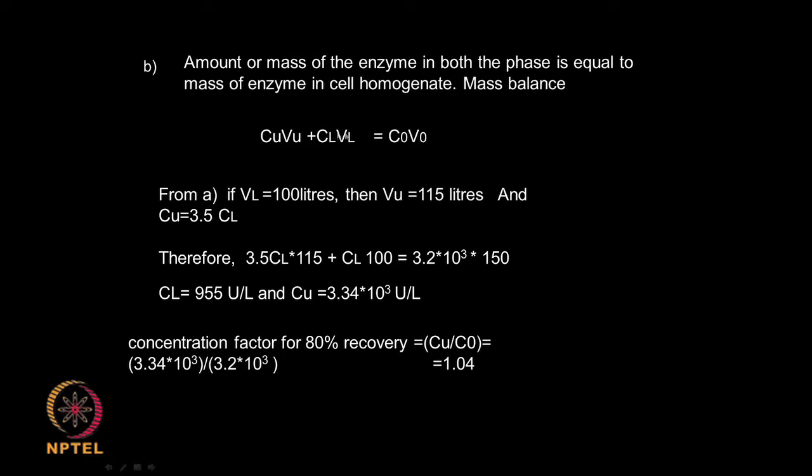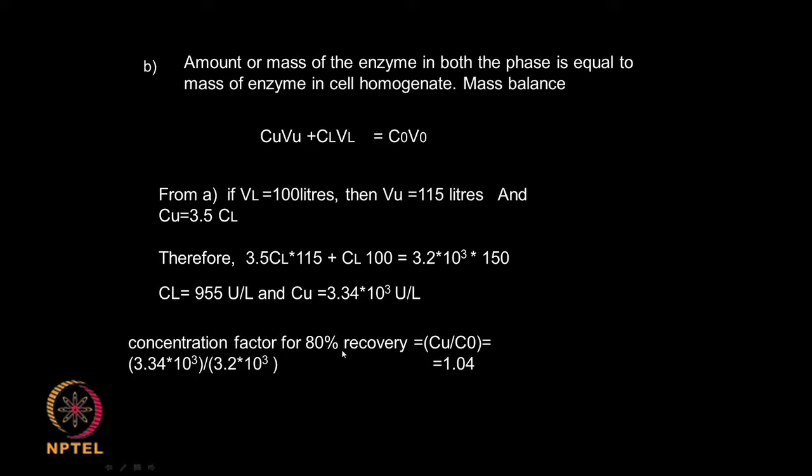What is concentration? You know Cu VU plus Cl VL is equal to C0 V0, where C0 is original concentration and V0 the total volume initially. So, C0 V0 gives you the total amount of solute. Now, the total amount of solute in the upper, total amount of solute in the lower. Okay? So, we know VL is 100, VU is 115 because we calculated VU by VL as 1.15. Now, Cu is equal to 3.5 Cl. Therefore, I substitute here 3.5 Cl into 115 plus Cl into 100 is equal to 3.2 into 10 power 3 into 150. So, Cl is equal to so much and Cu is equal to so much. That is concentration of the enzyme in the upper, concentration of enzyme in the lower.